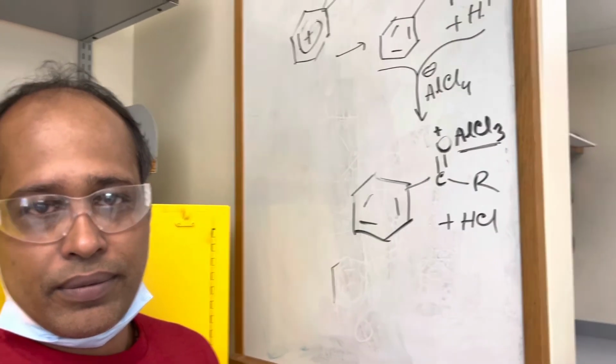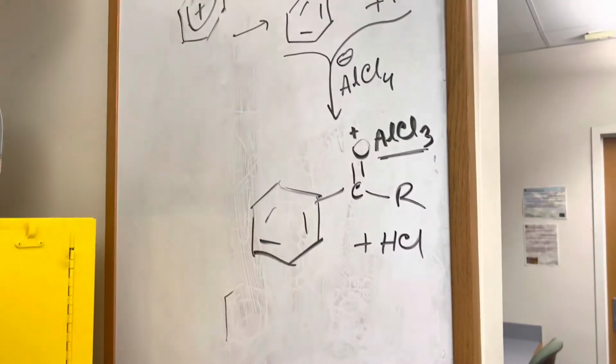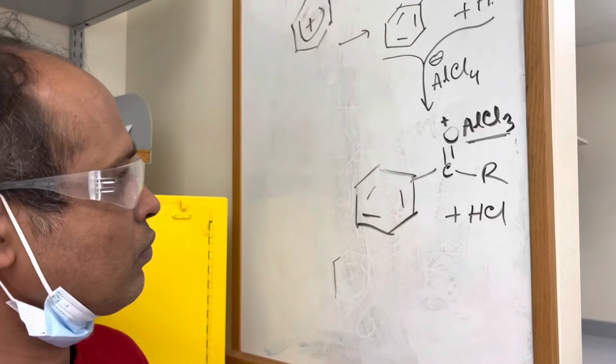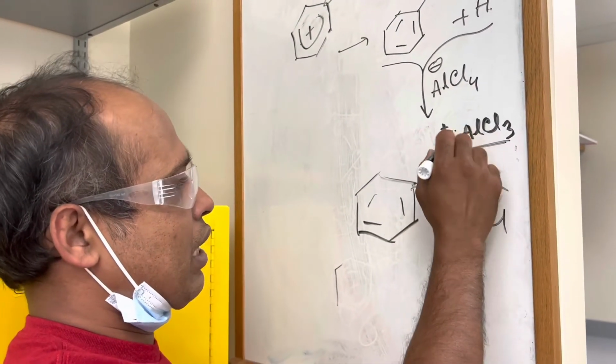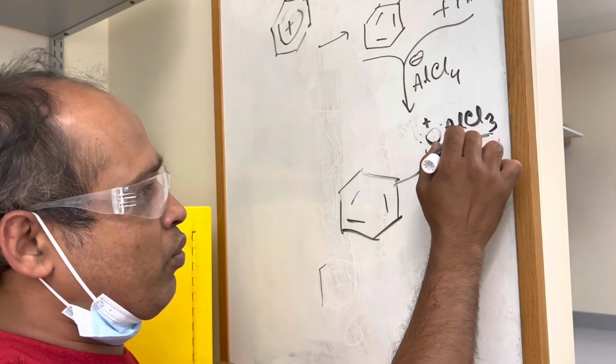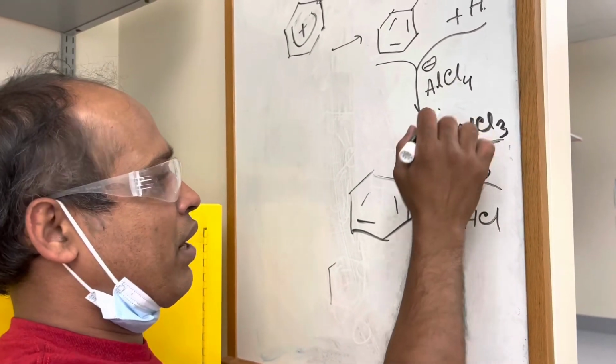What exactly does the complex look like between the carbonyl and the AlCl3? That's why I'm saying this oxygen electron is donated, so that electron is given to this aluminum. So that's why it is forming a kind of positive charge.